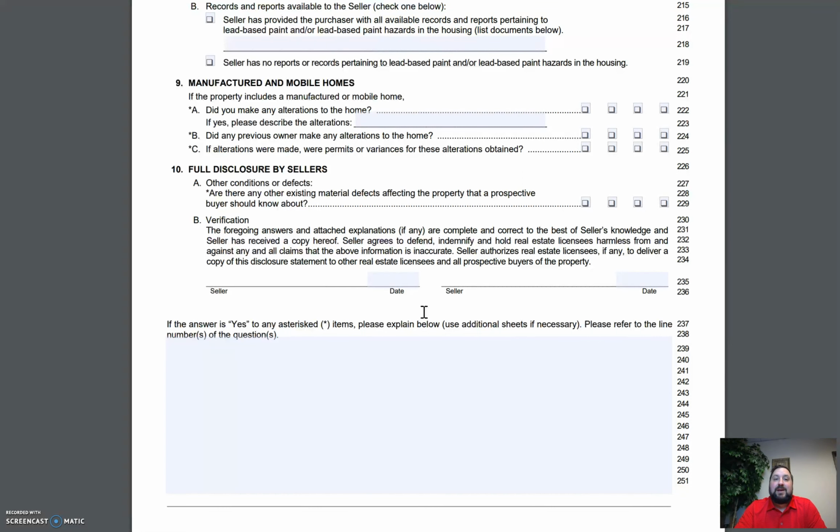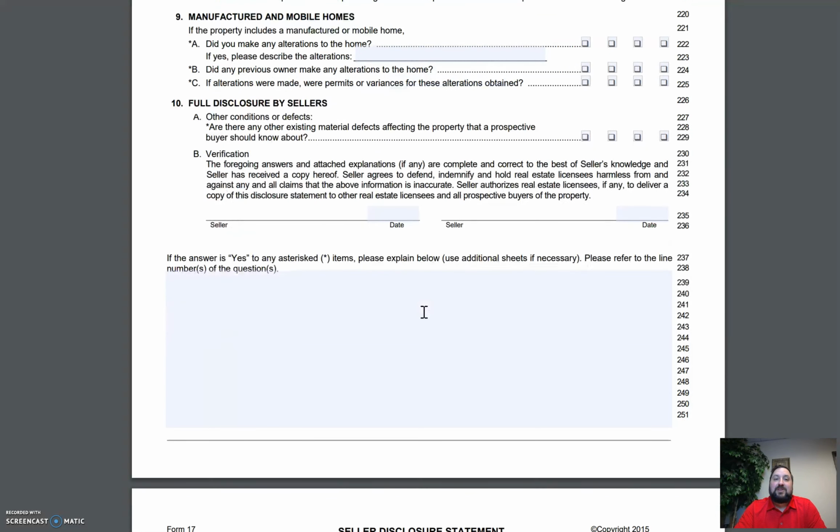Does not apply. And there's the catch-all: are there any other existing material defects affecting the property that a prospective buyer should know about? That's the last line there: is there anything else? If you as a homeowner were buying this property, what would you like to know? Would you like to know that the bathtub flooded in the bathroom and so you got it taken care of, but as a buyer, what damage was done to the walls, what damage was done maybe to the vents on the floor, things you might want to know about.